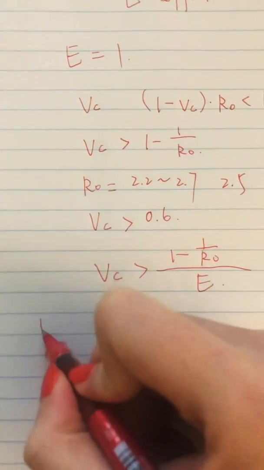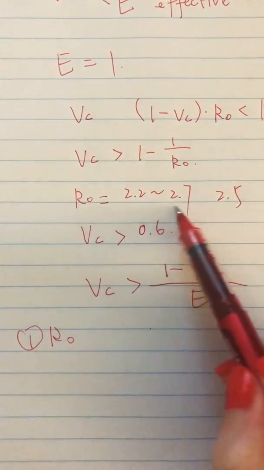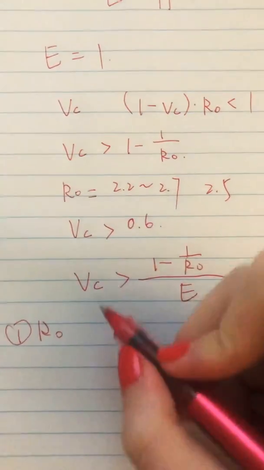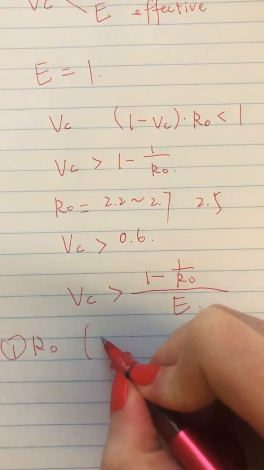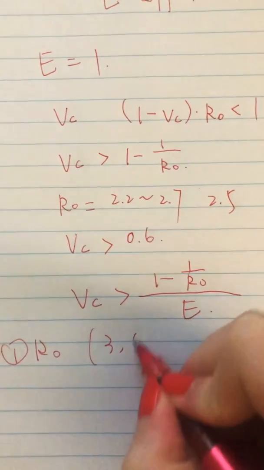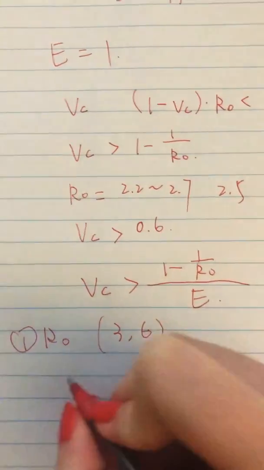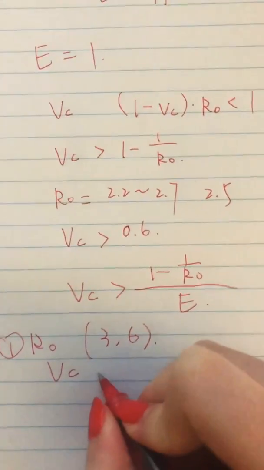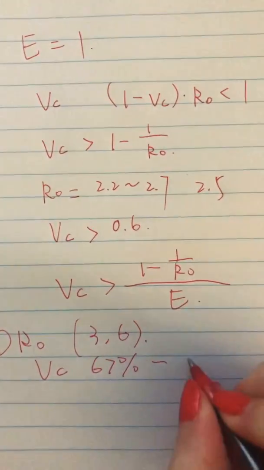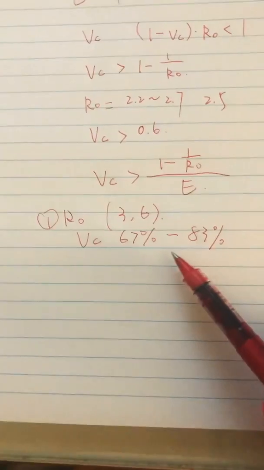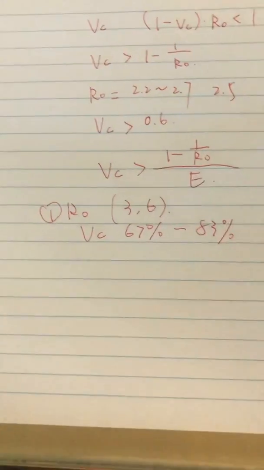Now, problem number 1, R0. It's not necessarily this number, and newer researchers believe this is in the range from 3 to 6. If you use this range, VC is going to be approximately 67% to 83%. Means this many people have to be immune for the herd to have herd immunity.